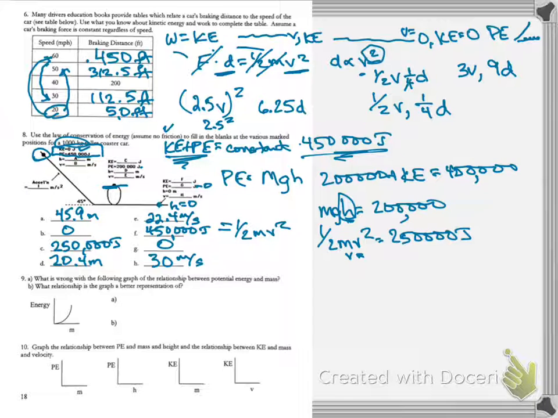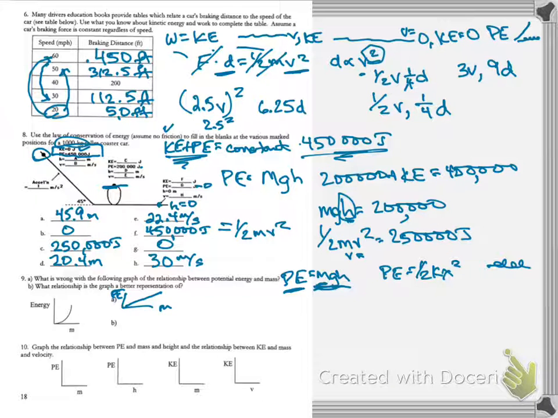All right, moving on. What is wrong with the following graph, the relationship between PE and mass? Well, PE is equal to mgh. That's the only potential energy that involves mass. The other potential energy equation is 1/2 kx squared. That involves springs, which we don't worry about the mass. It's the spring constant. So I guess answer A is it's not a square relationship. It's a linear relationship between PE and m. So it should look something like this.